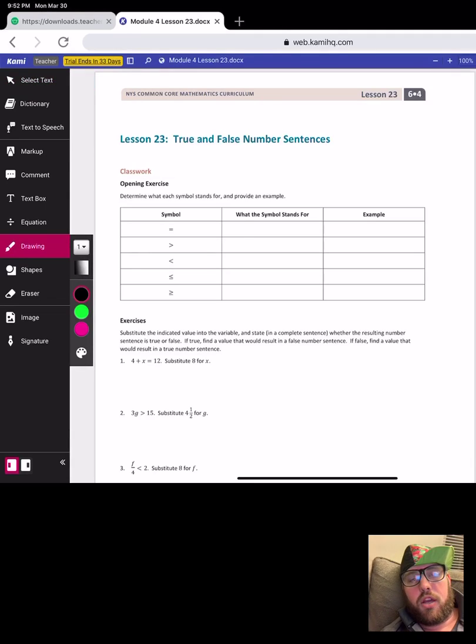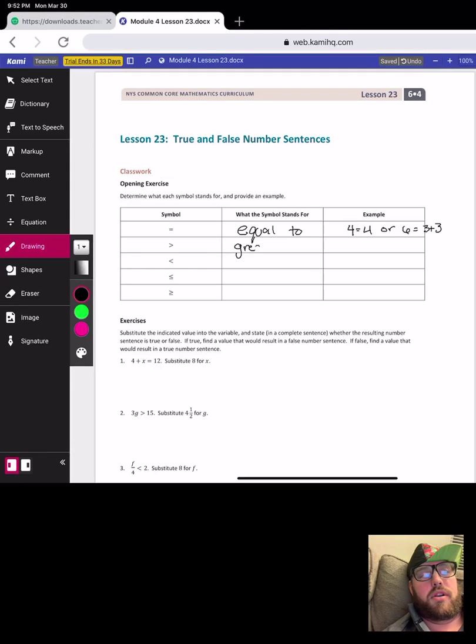Today we're going to be looking at inequalities. So here are the first things. The first symbol is pretty easy. It's just equal to. I gave you an example of 4 equals 4, or 6 equals 3 plus 3, because those equal one another, okay?